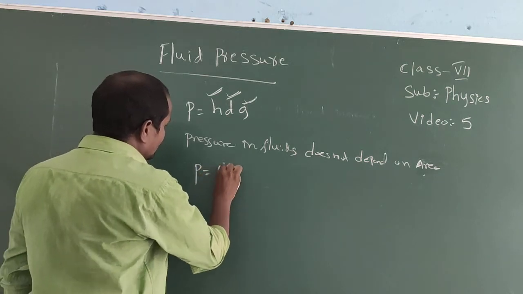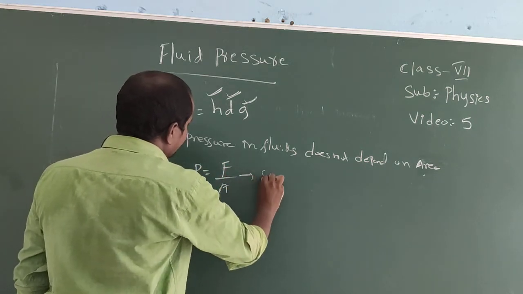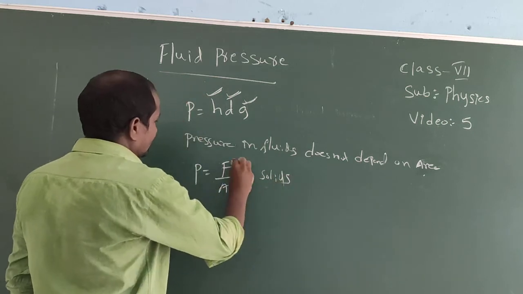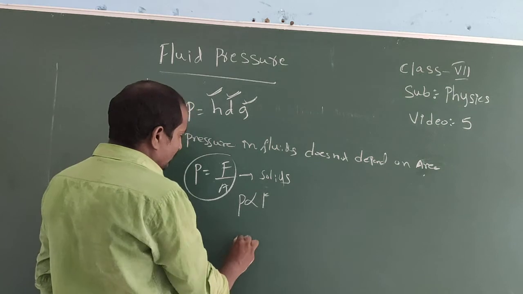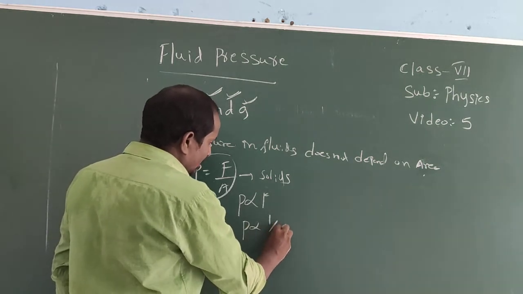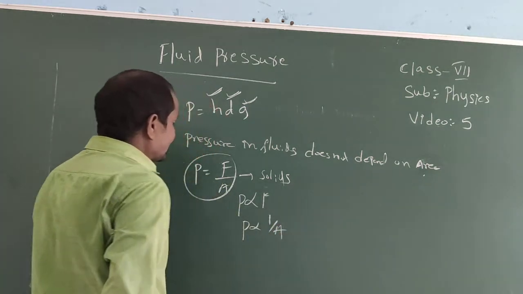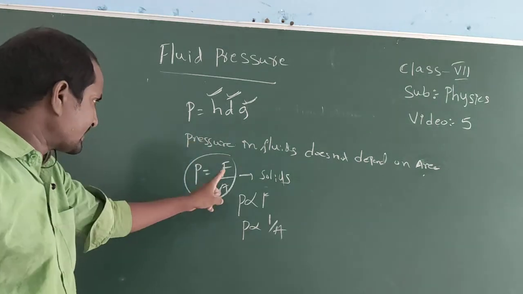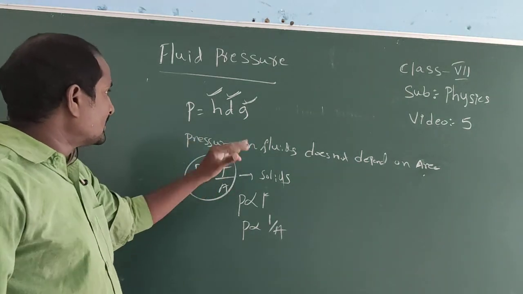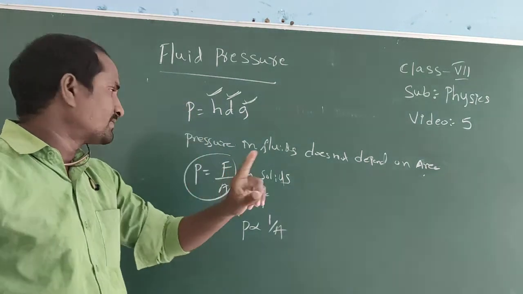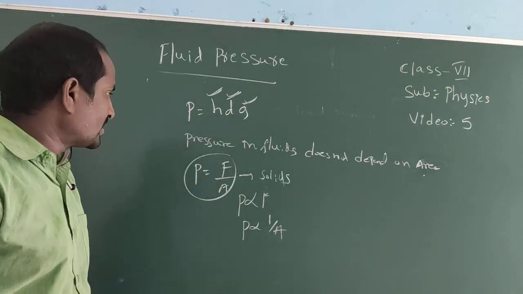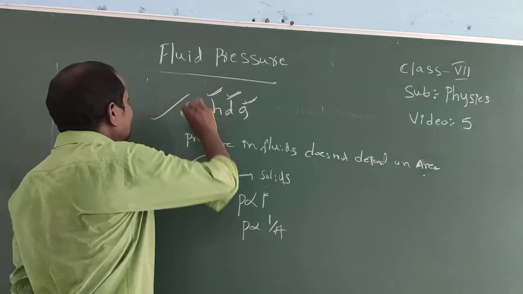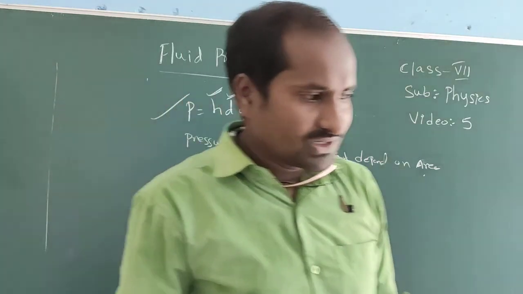So P equal to F by A is the pressure equation for solids. In this equation, pressure is directly proportional to applied force and inversely proportional to area of cross section. Pressure in solids depends on two factors: force and area of cross section. Pressure in fluids depends on three factors: height of the liquid, density of the liquid, and acceleration due to gravity. So these are the pressure in fluids equations.